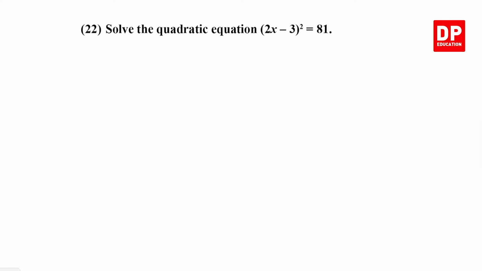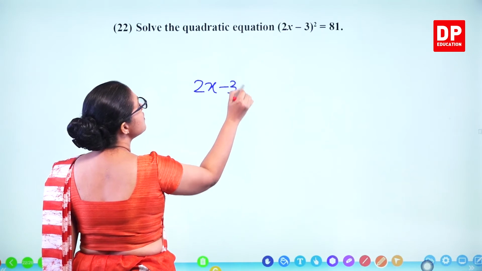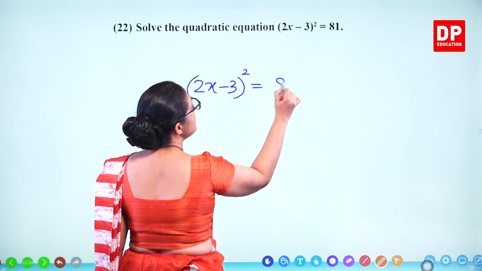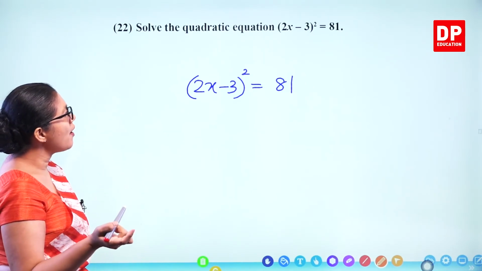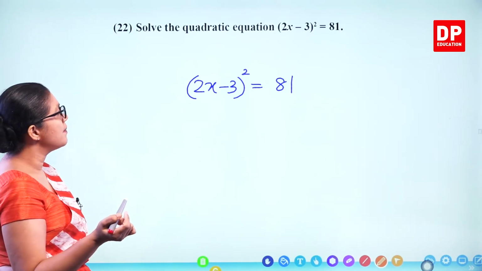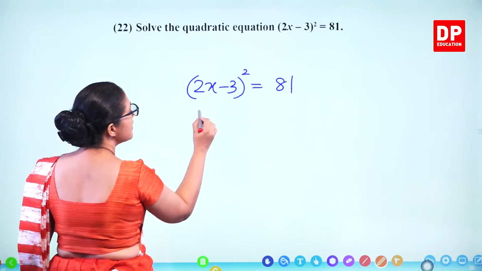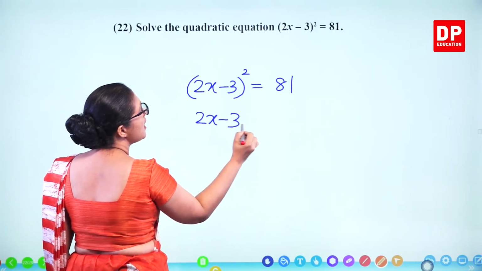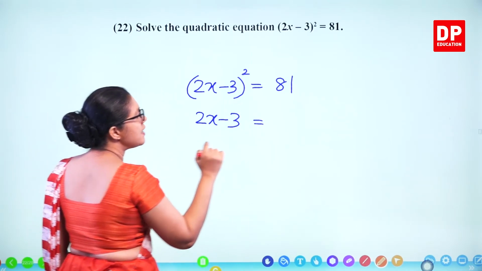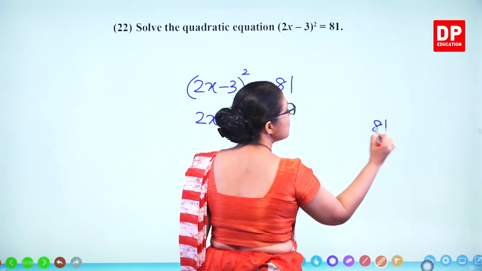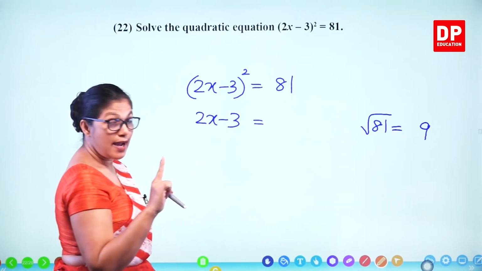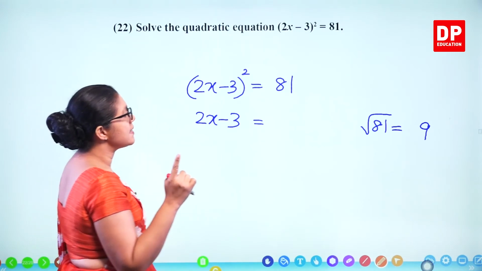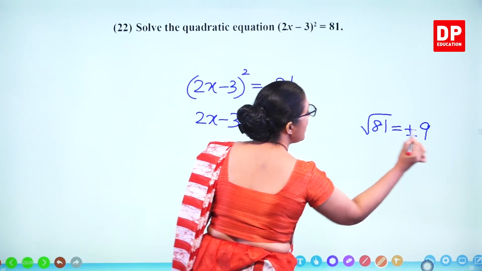Question number 22. Solve the quadratic equation. 2x minus 3 squared is equal to 81. So don't try to expand this. So we'll take the square root. We need to get rid of this square term. Take square root both sides. So you get 2x minus 3 equals square root of 81. What's square root of 81? 9. But when you are taking 9, you can take either plus or minus 9. So we'll take plus or minus.